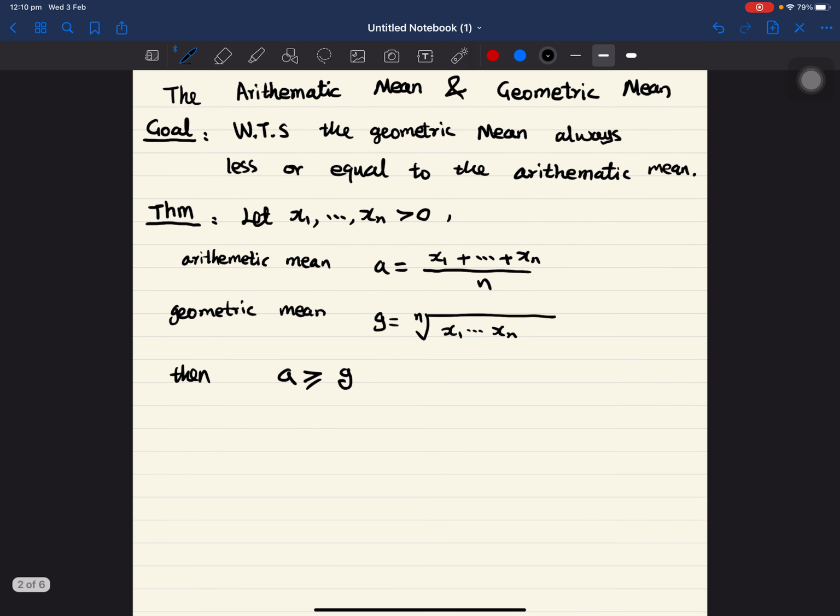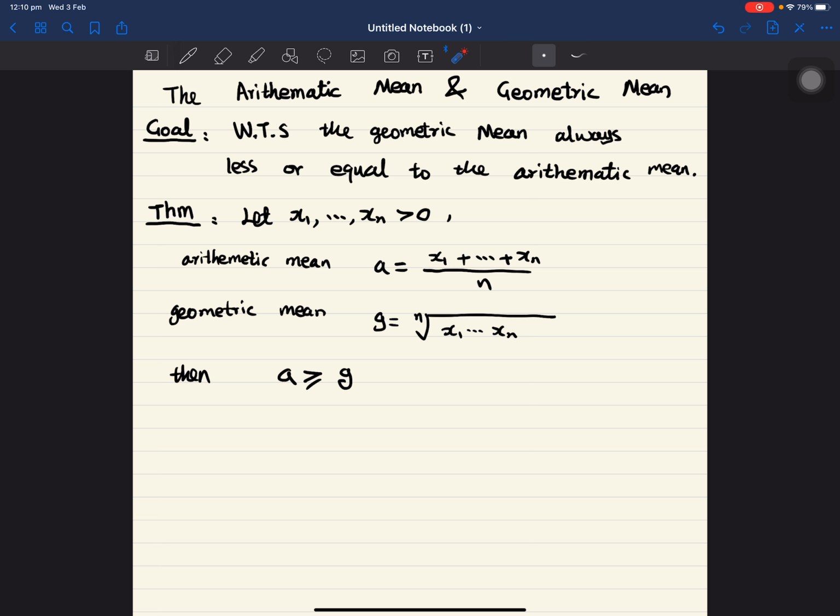Hello everybody. Today we're looking at a really interesting problem, the arithmetic mean and geometric mean. So the goal of today is we want to show a geometric mean of positive numbers is always less than or equal to the arithmetic mean, which is as the following.